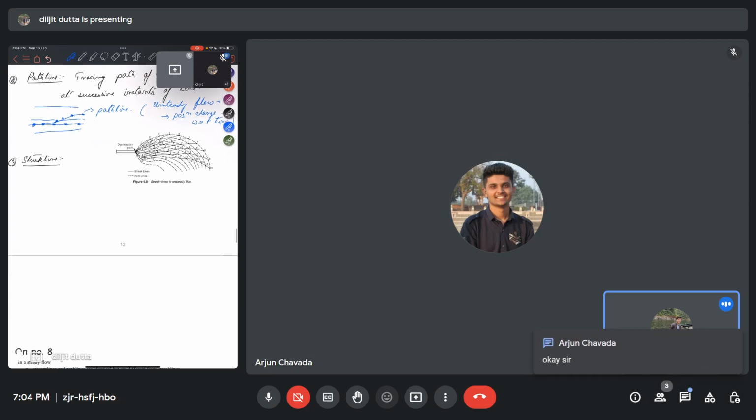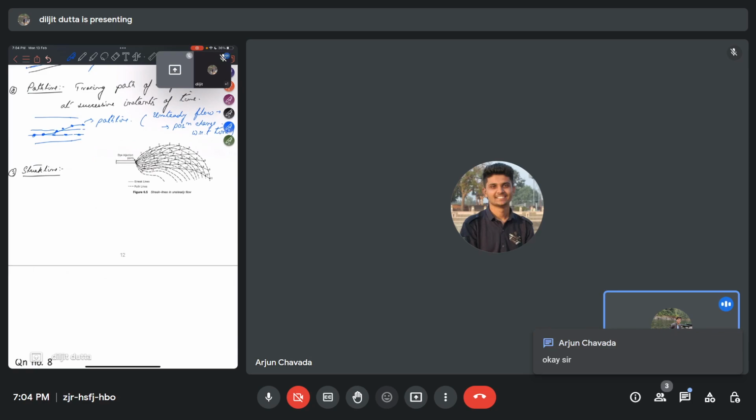And lastly, there is a streak line. So what is a streak line? A streak line is the locus of points of all fluid particles that have passed through the same point.